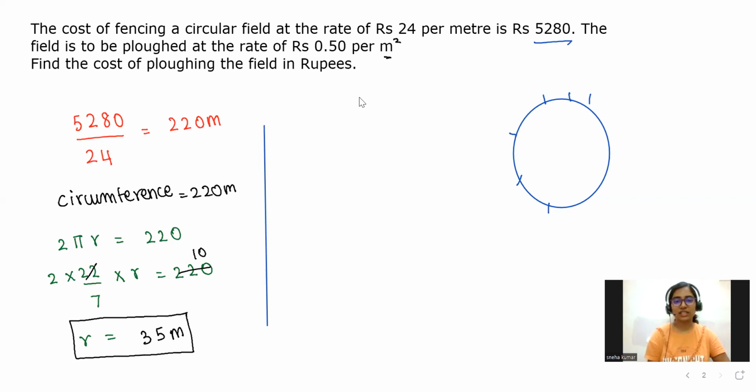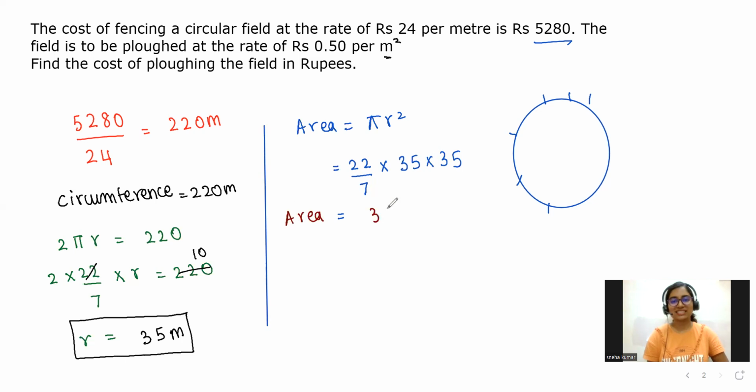Now I've calculated the radius. What is the next step? We need to find the area. What is the formula for area of the circle, which is pi r square units? I'll take pi to be 22 by 7. We just now found the radius to be 35. So 35 into 35. Solve this, check and see what is the value that we get. So we get that the area of the circular field is equal to 3850 meters square. Again, units are very important.